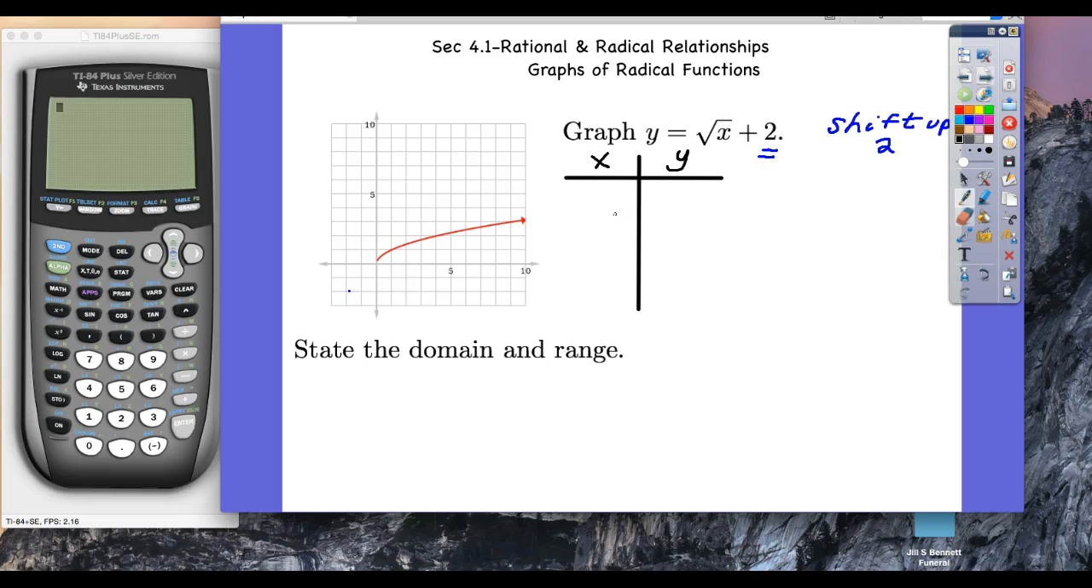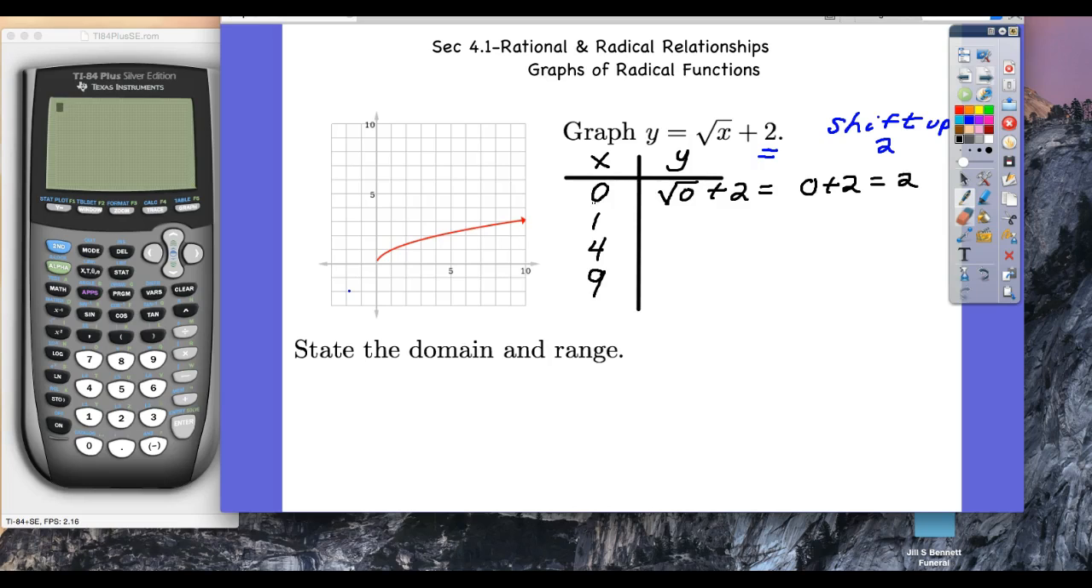Recall from the previous example, I'm only going to put numbers in for x that work in the domain. So I'm going to start with 0, I'm going to use 1, I'm going to use 4, and I'm going to use 9. Now I can use any number greater than 0, but I want to pick numbers that are perfect squares to make my simplification easier and easier to plot my points. So again, we're thinking of a shift up of 2 units. So if we plug in the square root of 0 plus 2, that's just going to equal 0 plus 2, which is 2. So you still have to plug in and simplify.